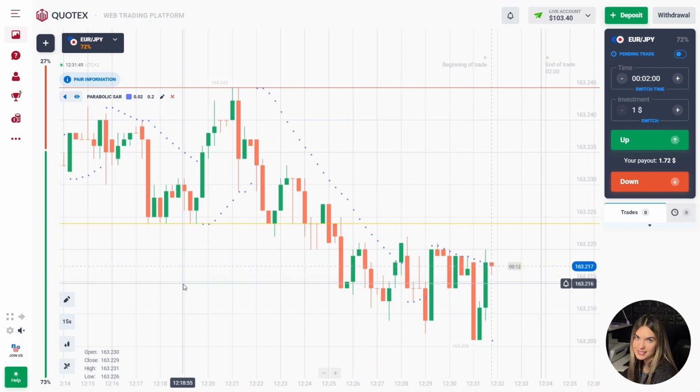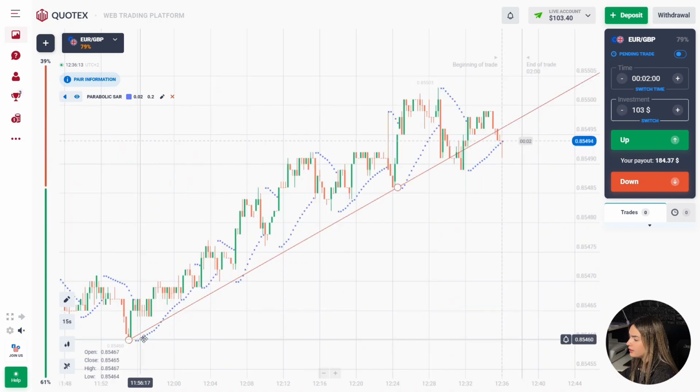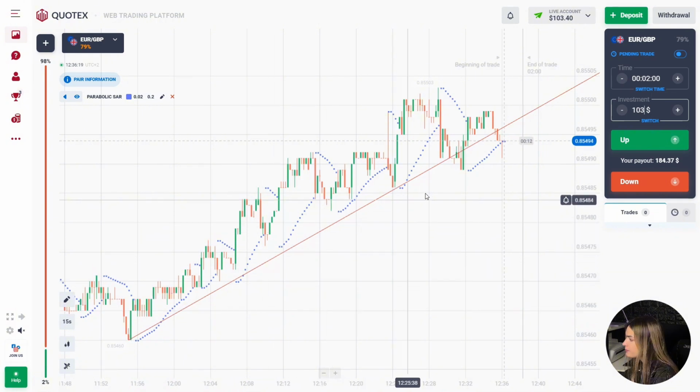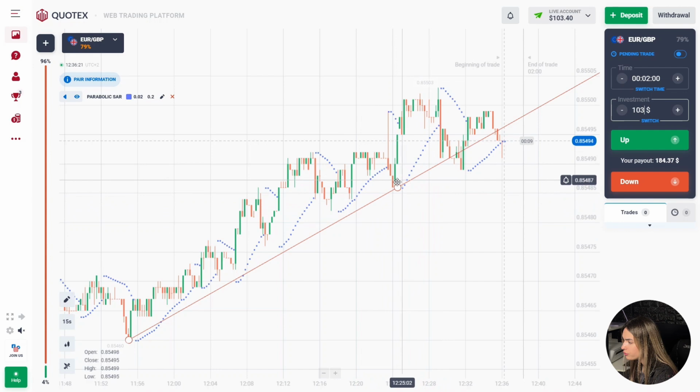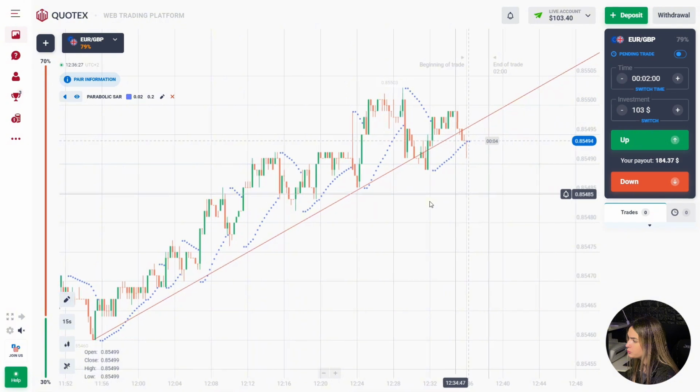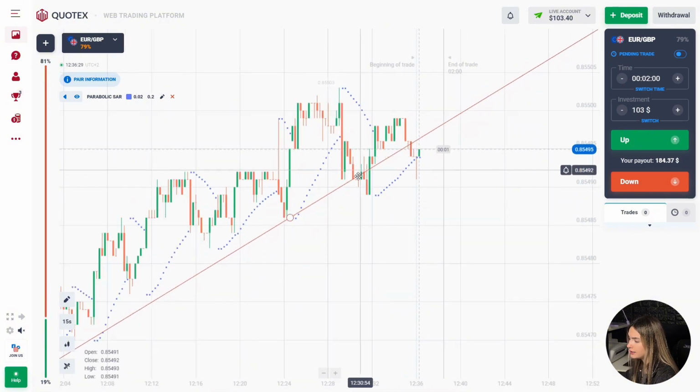Let's continue, guys. Here we have a good confident uptrend. I also noted the trend line for the main price lows. As you can see, quite often the price bounces up from this line, and just at this moment the chart is touching the trend line again.